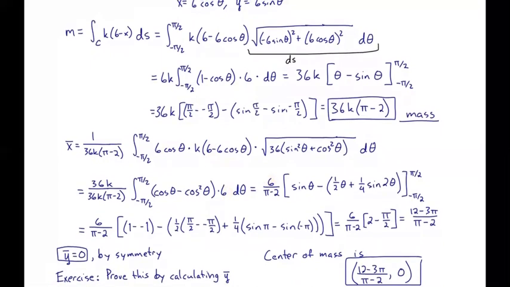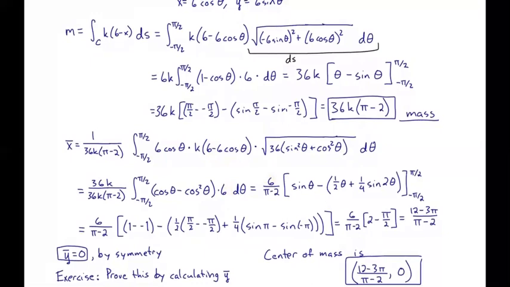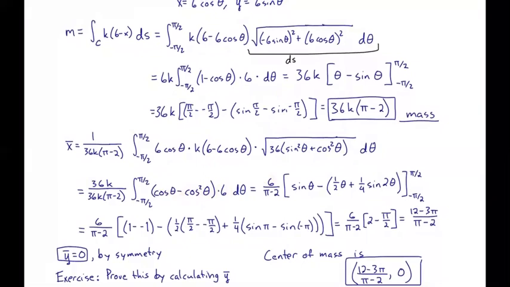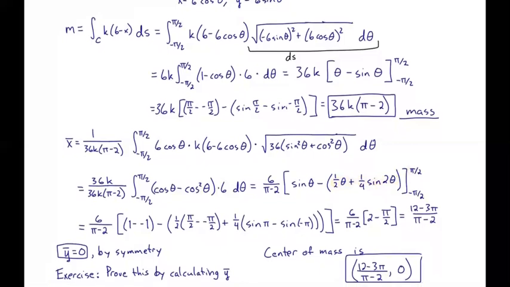And the integral of this integrand, cosine theta minus cosine squared theta, well, the first part is just sine theta, and then minus the integral of cosine squared theta, and that's given in parentheses here, 1/2 theta plus 1/4 sine 2 theta, and then evaluate from negative pi over 2 to positive pi over 2. And simplifying the details of this, we get 12 minus 3 pi over pi minus 2. That's our value for x bar.